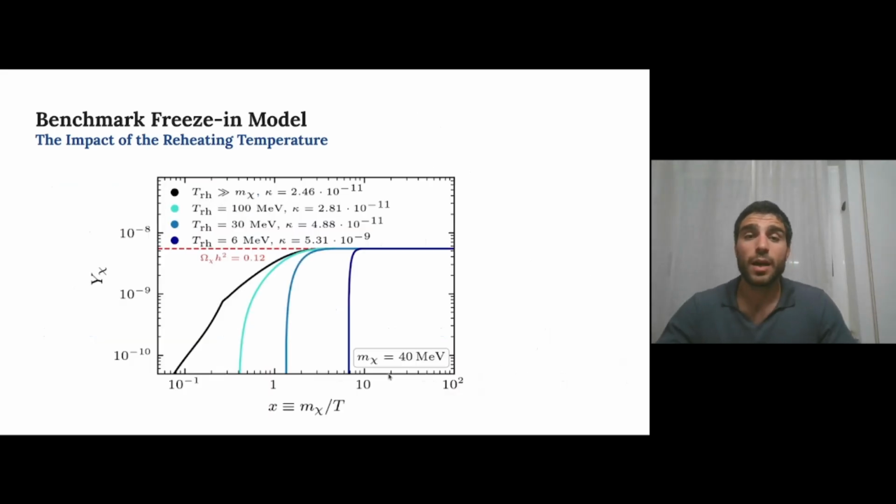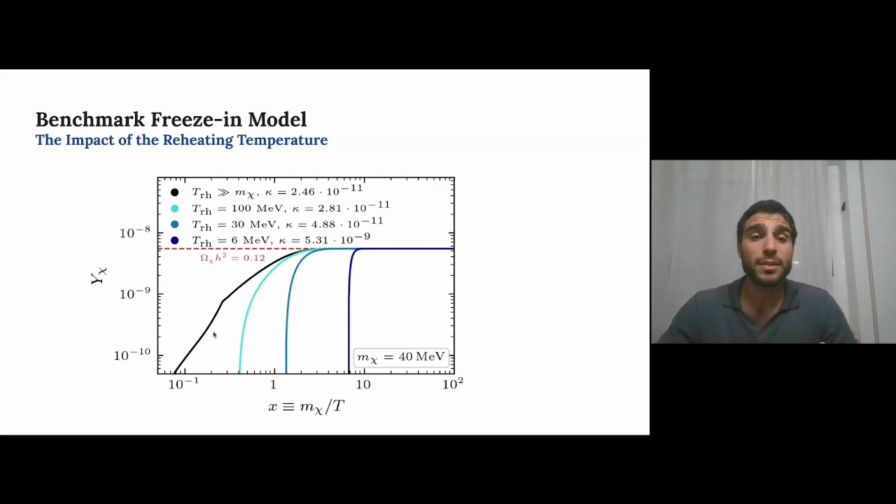So here, I present the full evolution of the dark matter yield for different values of the reheating temperature, where we always match it to the observed relic abundance today. For illustration, I fixed m chi to be 40 MeV, and I show the standard evolution where we take the reheating temperature to be much larger than the mass, as well as 3 cases with a reheating temperature of 100 MeV, 30 MeV, and 6 MeV.